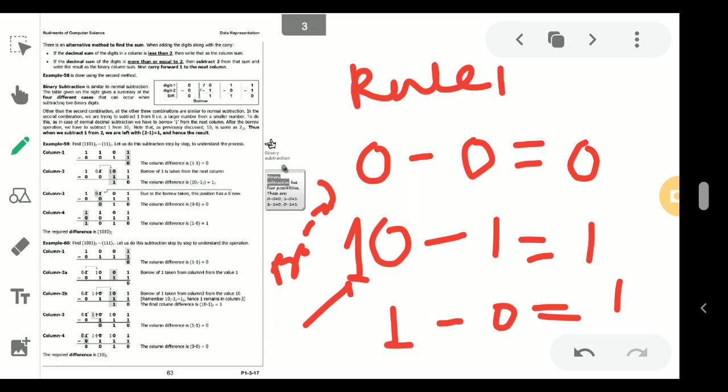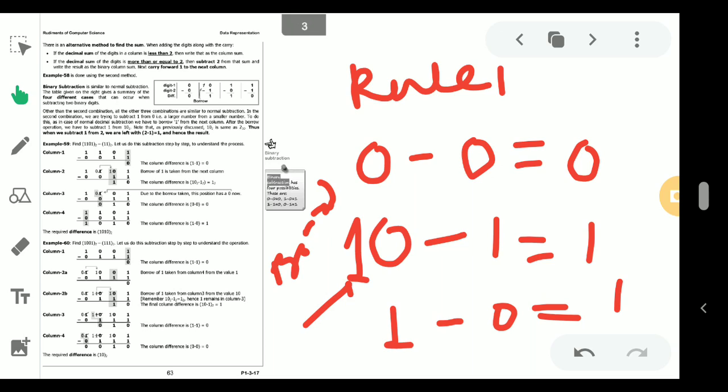Okay, and the last rule that is left is 1 minus 1. Sorry, I will erase this page and then it will be helpful for you. Okay, so these are the rules. 0 minus 0 is 0. If you subtract 0 minus 1, that cannot be possible, so for that reason you have to take 1 borrow. So it becomes 1 0. 1 0 means 2. 2 minus 1 is 1. And 1 minus 0 means 1.